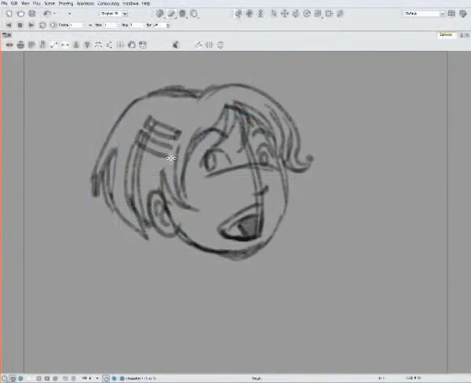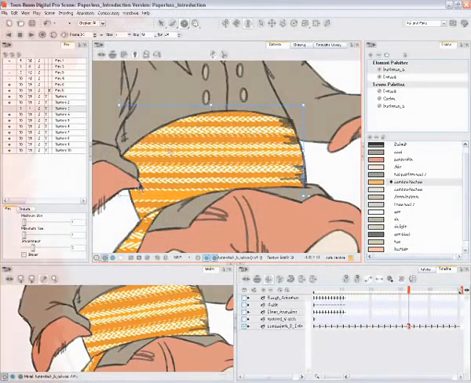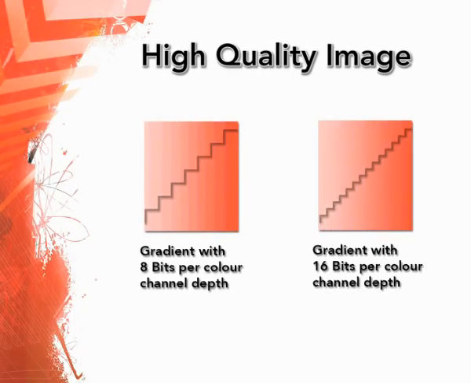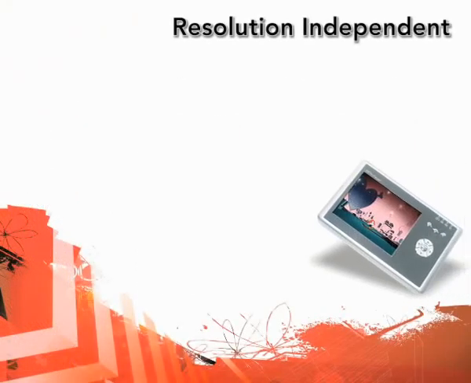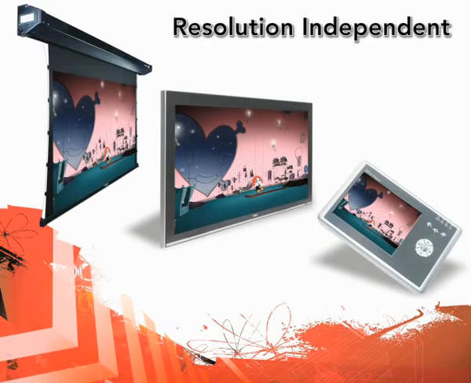Toon Boom Digital Pro supports high-resolution bitmaps up to 10K with 16 bits per color channel, providing you protection against rounding errors when consecutive visual effects are performed, and eliminating banding effects in subtle color changes. Resolution independent, Toon Boom Digital Pro outputs to every media, from web and handheld devices to film and HD for maximum flexibility.